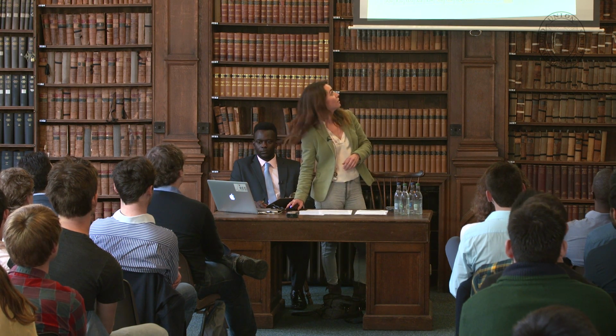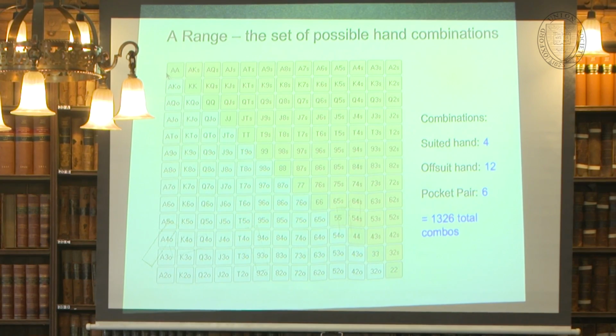Down here, you can see my mouse, right? Up here you have an ace all the way down to a deuce on this axis, and the same here, ace to deuce. And then, obviously, ace-ace, pocket aces, king-king, queen-queen, so you've got all the pairs down there. In total, there are 1,326 possible combinations of Texas Hold'em two-card starting hands.